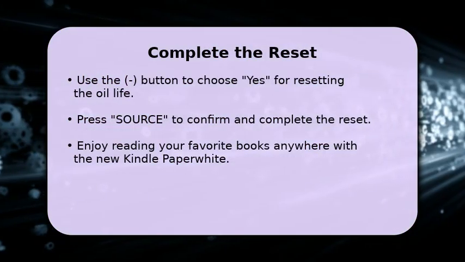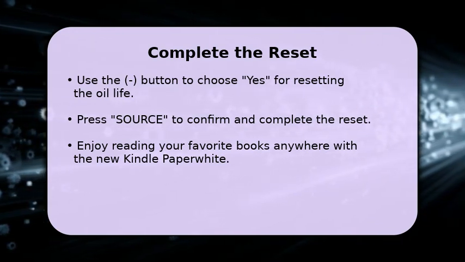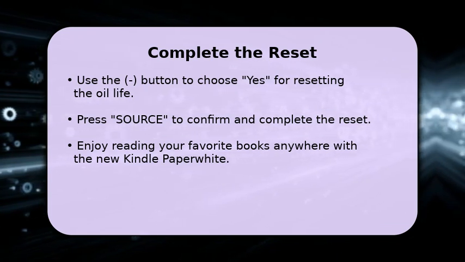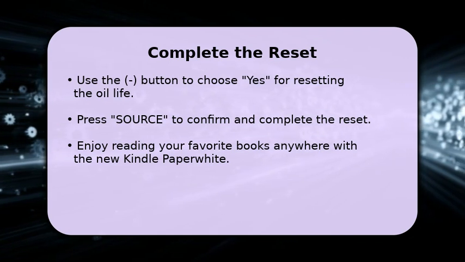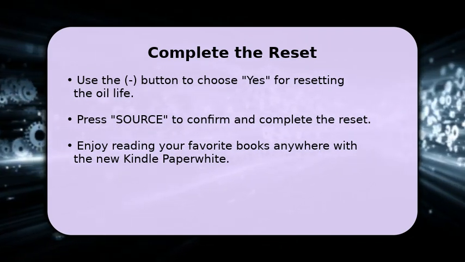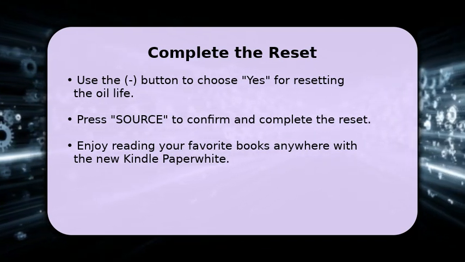On the maintenance screen, you will see the option to reset the oil life. Use the minus button to select Yes to confirm you want to reset it. Finally, press the Source button one last time to complete the reset. Your oil life indicator should now show 100%. Turn off the ignition, then restart your engine to verify the reset worked.